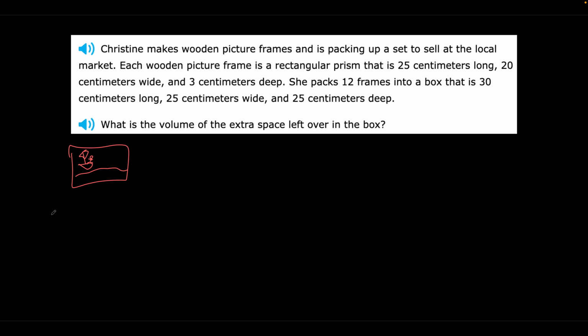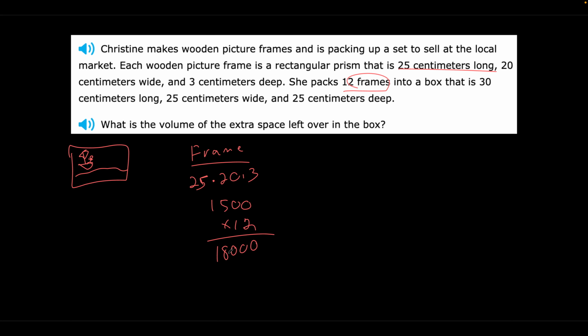All right, so now let's talk about the frames first. Each frame they tell you is 25, 20, and 3, which gives us that each frame takes up 1,500 cubic centimeters. However, they tell you that there are 12 frames in the box, so we have to multiply this by 12, which gives us that all 12 of the frames take up 18,000 cubic centimeters.